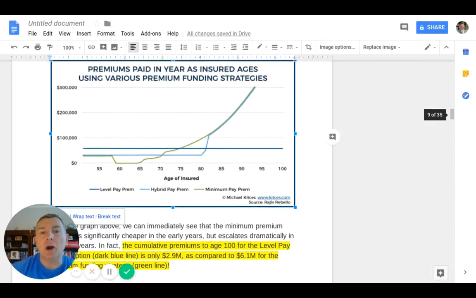And this is a chart. So you're looking when you're 82 years old, and if you did the lower premium pays on the front end, your premium is going to go to $120,000. But if you stayed at, let's just say, $50,000 for the level pay, you're paying significantly more in the level pay in the front end, but then you're going to pay significantly less in the back. So again, you're 82 years old, you're still paying $50,000 in level pay, but you're paying $100,000, $150,000, and up to $300,000 in the minimum pay of this lower pay on the front end.